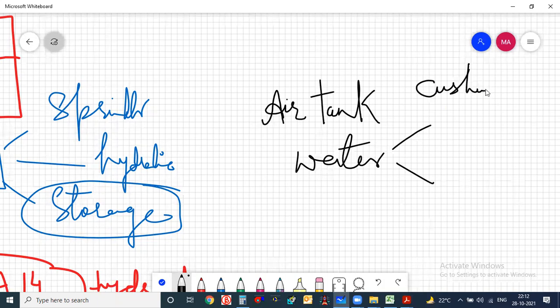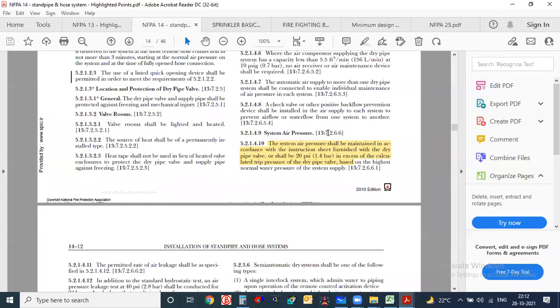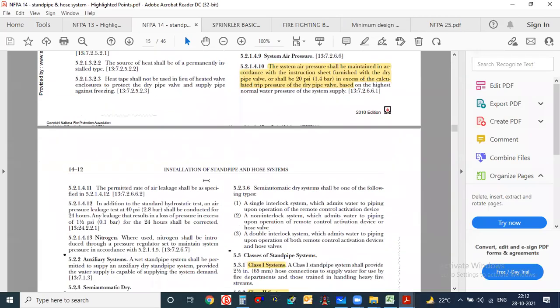Sometimes different names are given, air cushion tank or something, but we don't need to bother about the calculation because we will just contact the manufacturer and take one equipment, like one machine. So it is already predetermined by the manufacturers. So maybe they are talking about this.